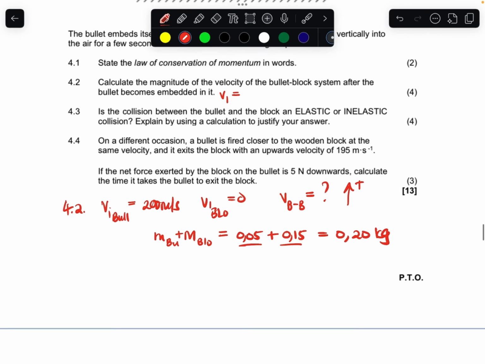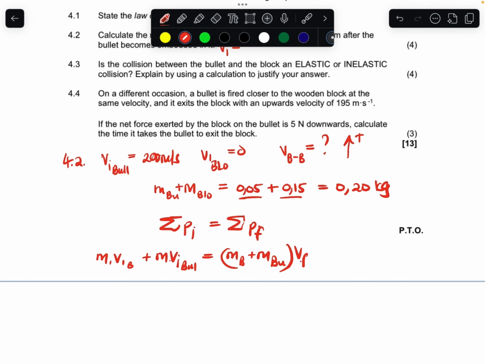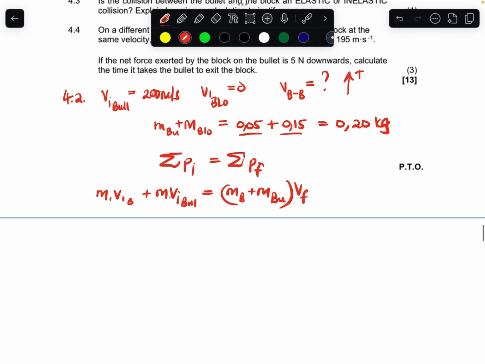So what are we going to use, guys? We're going to use the conservation of momentum. The total momentum before is equal to the total momentum after. So it's the momentum of the block plus the initial momentum of the bullet, and after, the block plus the bullet times the velocity, because remember, guys, they are a system after.